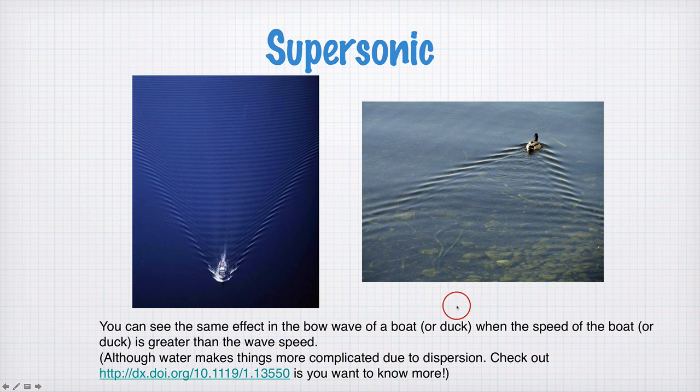It's a little bit more complicated in water because of dispersion. The speed of different waves, depending on their frequency, is different in water. And if you want to know more, then I recommend this source. It's a journal article explaining how you calculate the angle of these bow waves in water.